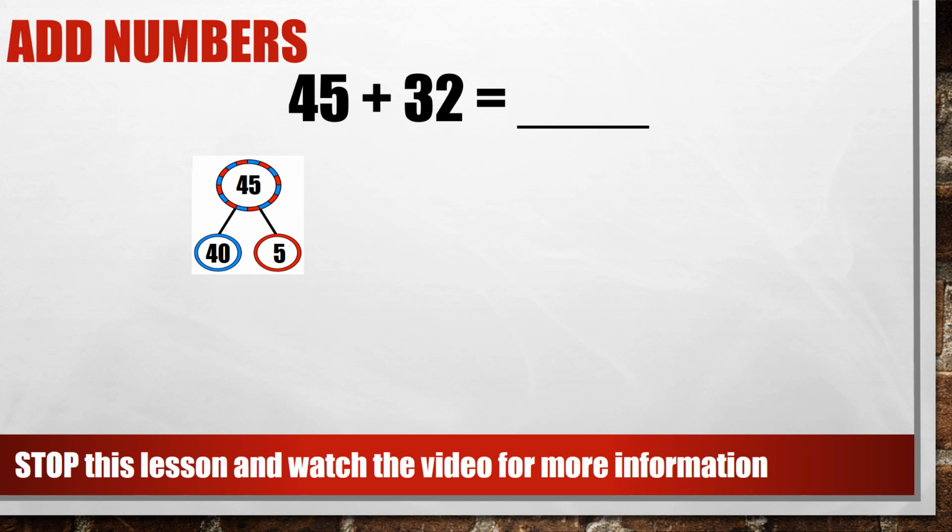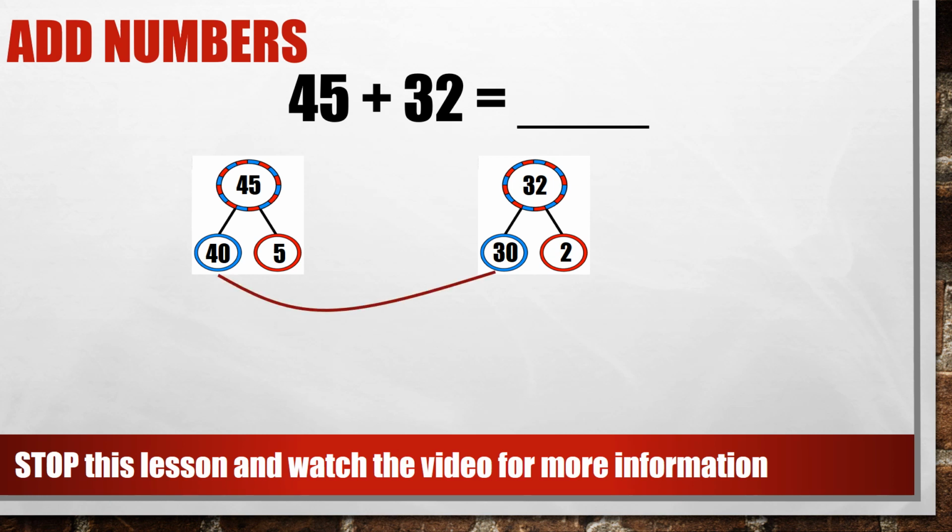So let's go through it again. We have our two number bonds set out. We now need to look at the two blue circles. These are the tens. And we're going to add 40 and 30. What is 40 plus 30? Well, I know that 40 and 30 is 70. Good job if you got that right.